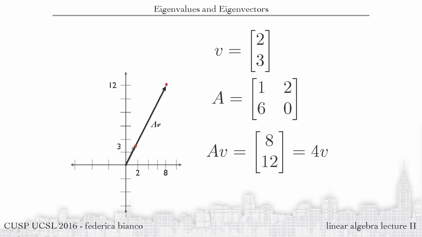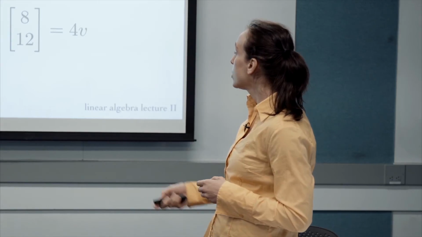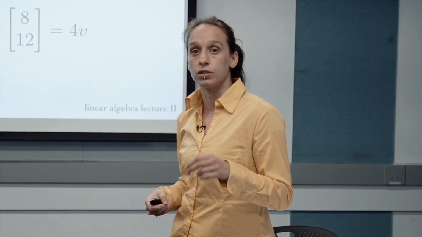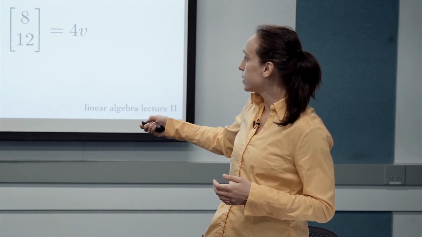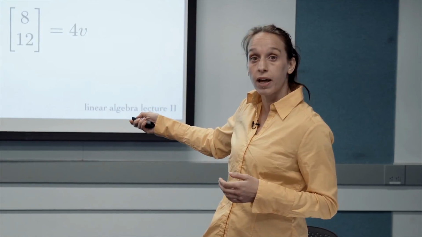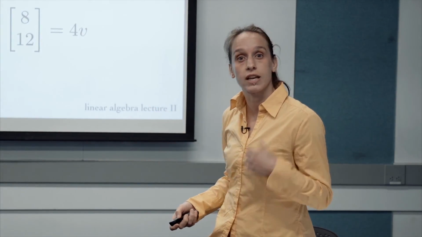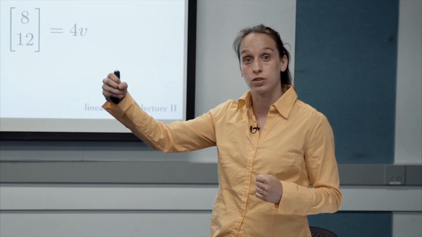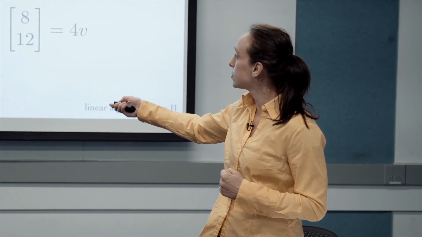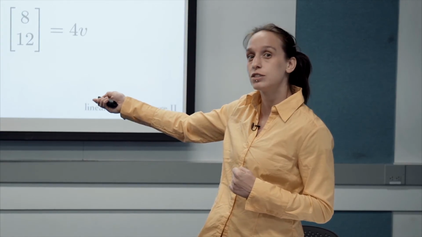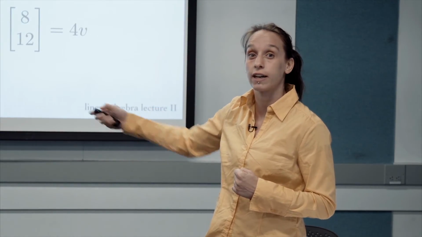But 8, 12 is also equal to 4, the scalar 4, the constant 4, times the same vector. So we have a matrix that acts on this particular vector as a simple scalar would. If we look at it graphically, what happened is that the matrix applied to this vector functioned as a scalar. So it simply stretched the vector. It made it longer. It may have made it shorter in other circumstances, but it didn't rotate it. It didn't change the direction of the vector, it only affected its magnitude.